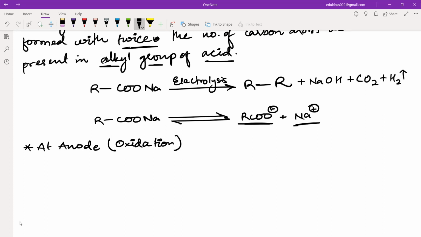Sodium. Which will lose electron? CO negative or Na positive? Can you see that? Sodium is not there. Sodium positive is there. Now you tell me, which has the tendency to lose electron?